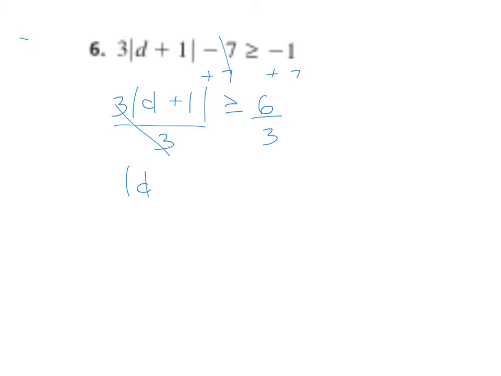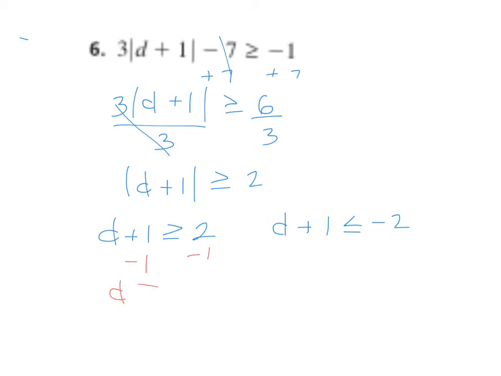Absolute value of d plus 1 greater than or equal to 2. I got d plus 1 greater than or equal to 2, and I have d plus 1 less than or equal to negative 2. Now what I'm going to do is minus 1 from both sides. D is greater than or equal to 1. Minus 1 from both sides. D is less than or equal to negative 3.